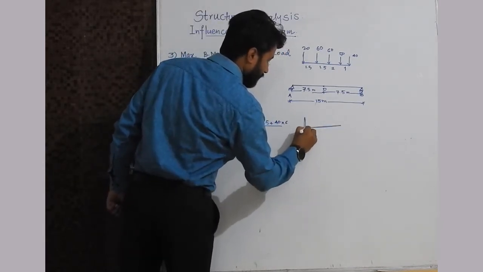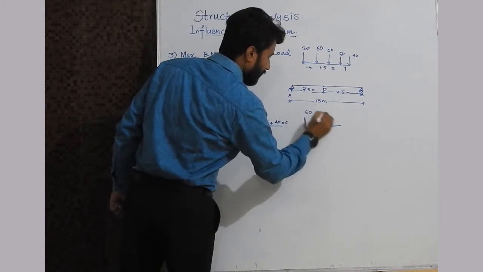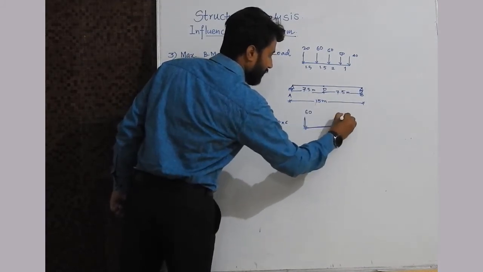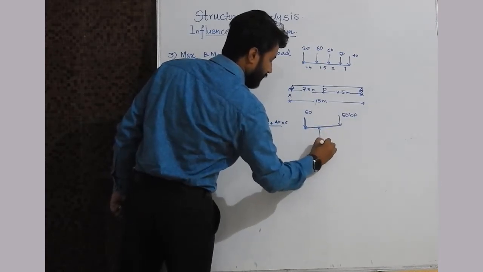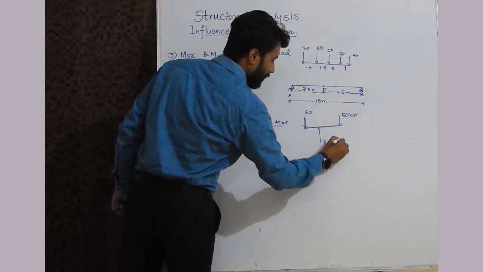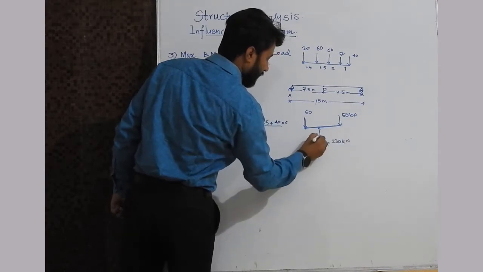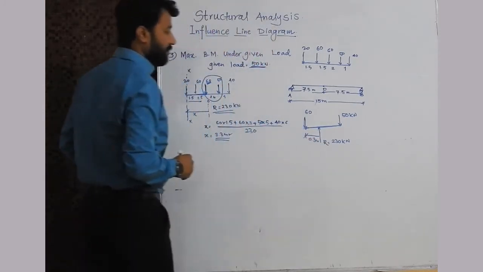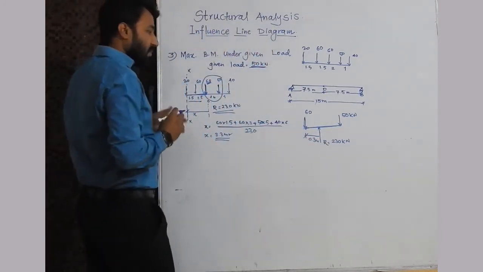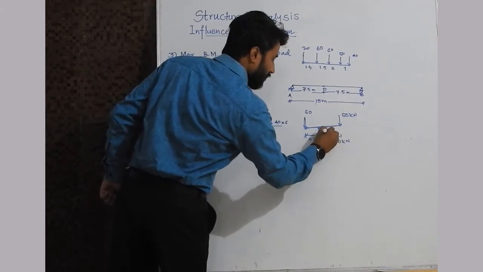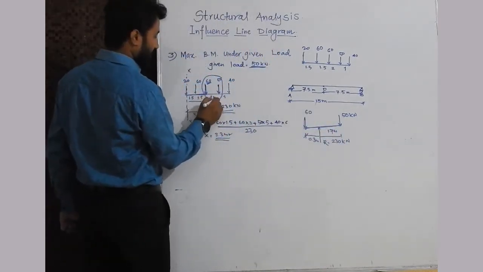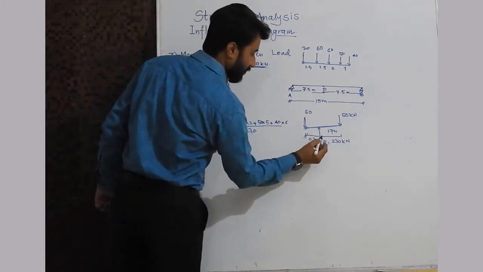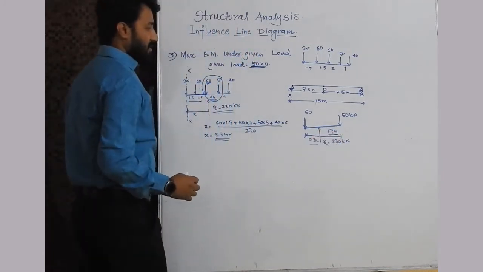This is the 60 kilonewton load and this is the 50 kilonewton load, and R is here. R has a value of 230 kilonewton and this is 0.3 meter. Now the remaining distance will be equal to 1.7 meter, because the 50 and 60 kilonewton loads are 2 meter apart. So if this is 0.3, this will be 1.7 meter.